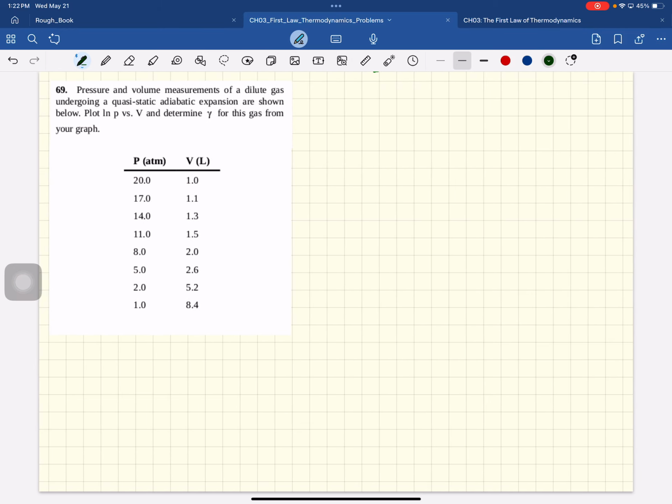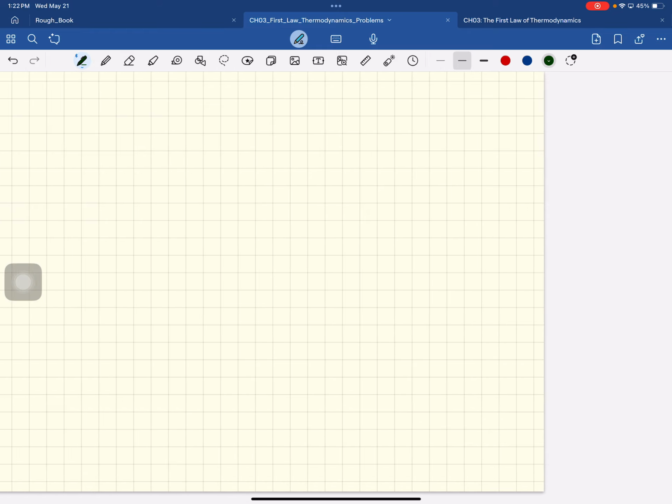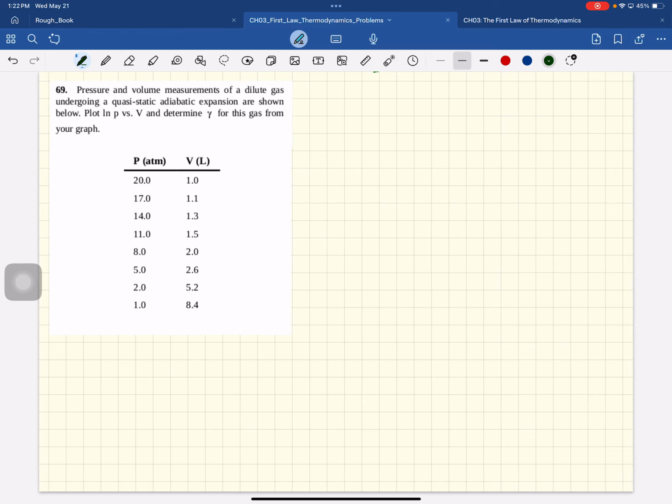All right, let's do this one first and then we'll come back. This is a short problem. Okay. Pressure and volume measurements of dilute gas undergoing an adiabatic expansion are shown below. What does an adiabatic process mean? Pressure and volume raised to gamma are constant. Right, and heat is not transferred. Q is 0.